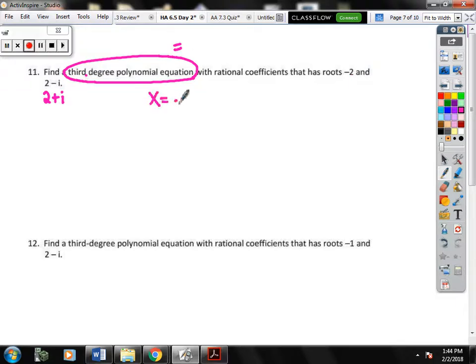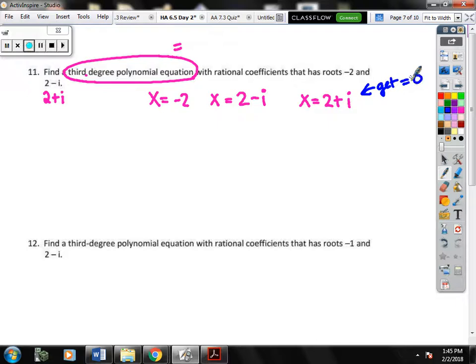You have x equals negative 2. You have x equals 2 minus i. And you have x equals 2 plus i. And it probably should have also said in here that I want it in standard form. So if you remember in our last quiz, there were some like this, where I told you the three roots and asked you to write an equation. So what you're going to do is you're going to work backwards to get these into parenthesis forms and set equal to 0.